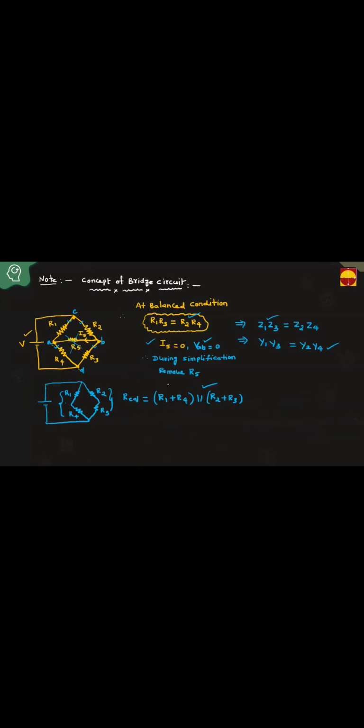If the bridge is balanced, then the voltage across this element is 0, and the current through this element is also 0. How do we say that the bridge is balanced? The product of opposite arms is equal. Product of opposite is equal. At that point you have to.